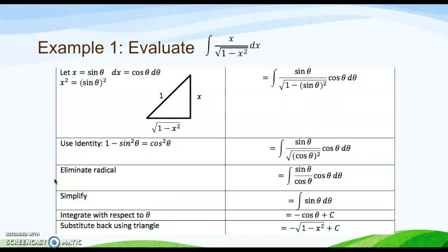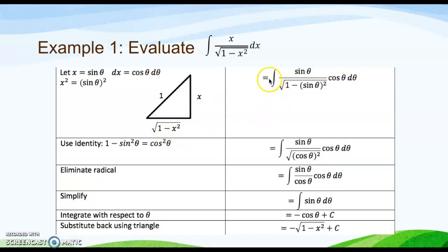Evaluate the integration of x over square root of 1 minus x squared dx. So let x equal sine theta. Differentiating, dx equals cos theta d theta. So x squared is equal to sine squared theta here. So this is a triangle. This is hypotenuse 1, x, and square root of 1 minus x squared.